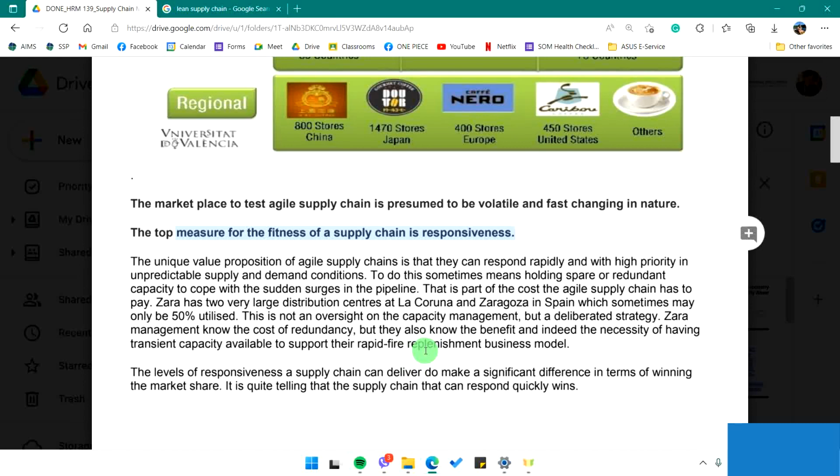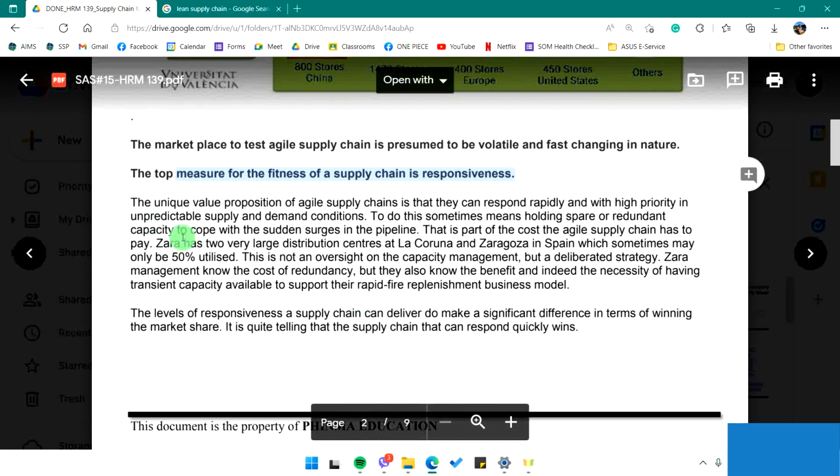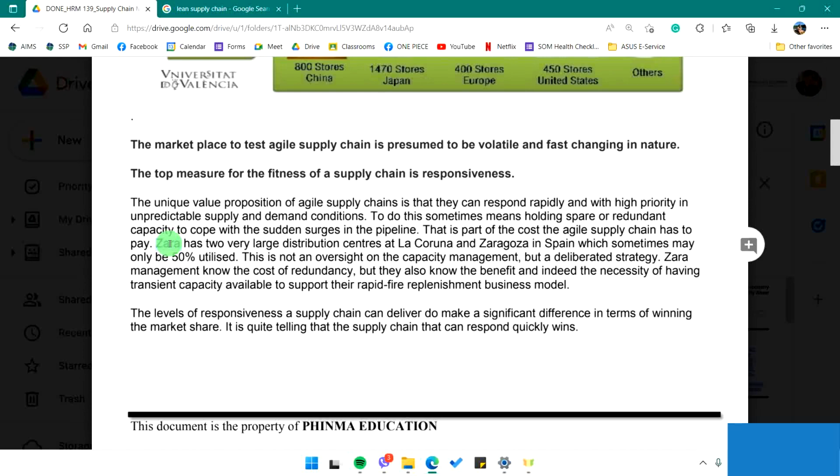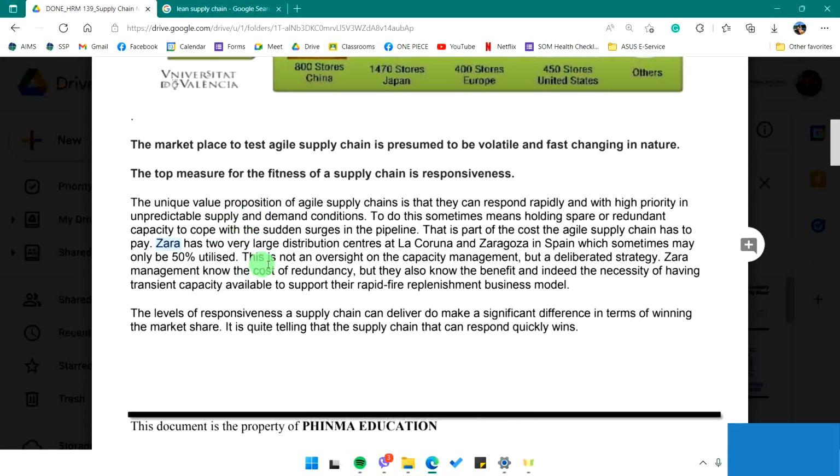So, I would like to give you an example of an agile supply chain, no? And how capacity works for an agile supply chain. Let's talk about Zara, no? Pinag-usapan naman na ito in the previous modules natin. I think module 10, 11, 12, somewhere in there. Sinasabi dito that Zara has two very large distribution centers at La Coruna and Zaragoza in Spain, which sometimes may only be 50% utilized.